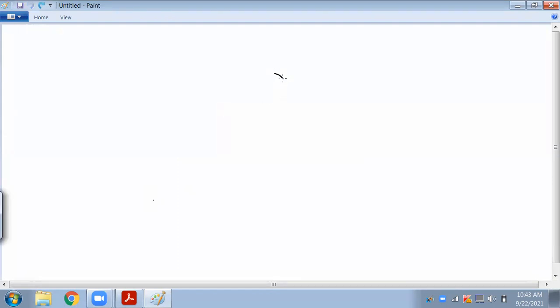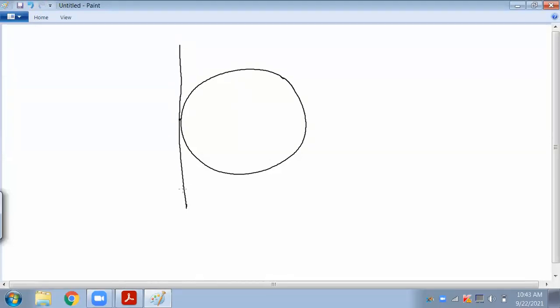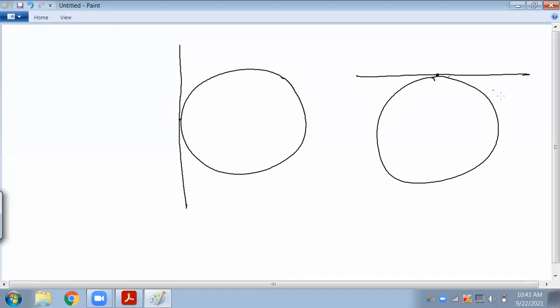So once again, I'm repeating. For a circle, at a point, how many tangents can you draw? Only one. But how many secants can we draw? Infinite. Now, on a circle, how many tangents can you draw? We can draw infinite tangents at different points.